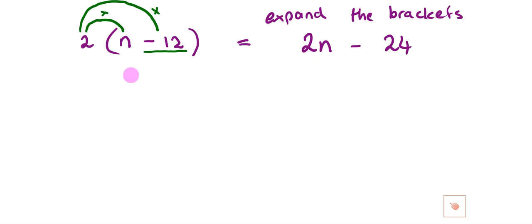Now that's quite an important bit. So this was the 2 times n, and this is the 2 times negative 12. That's actually quite important. Now, this kind of fireworks thing we call it is just showing you what I've done. So I've done the 2 to the n, I've done the 2 to the negative 12. That makes sense?